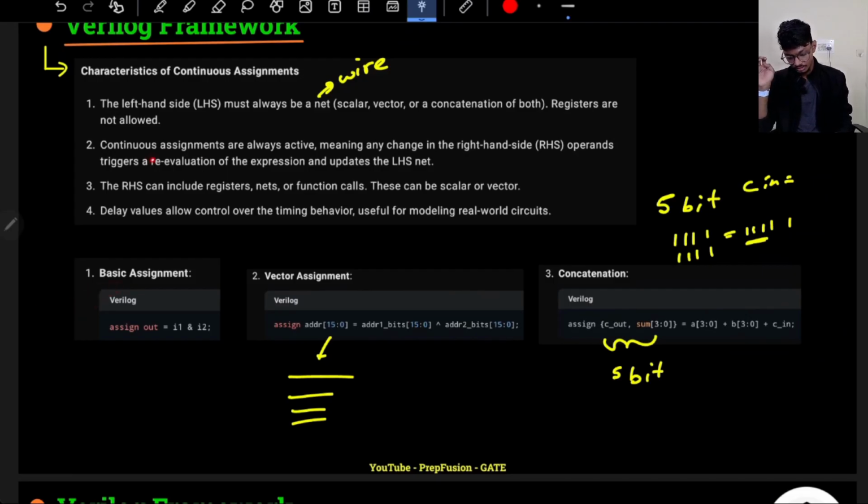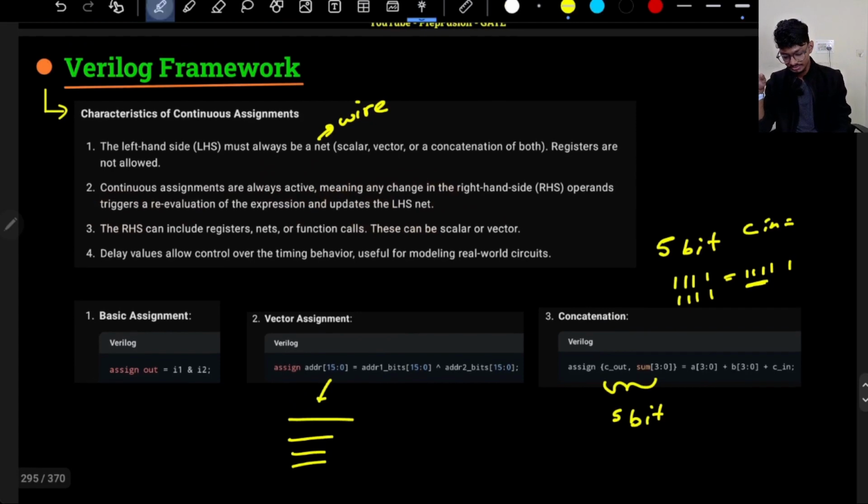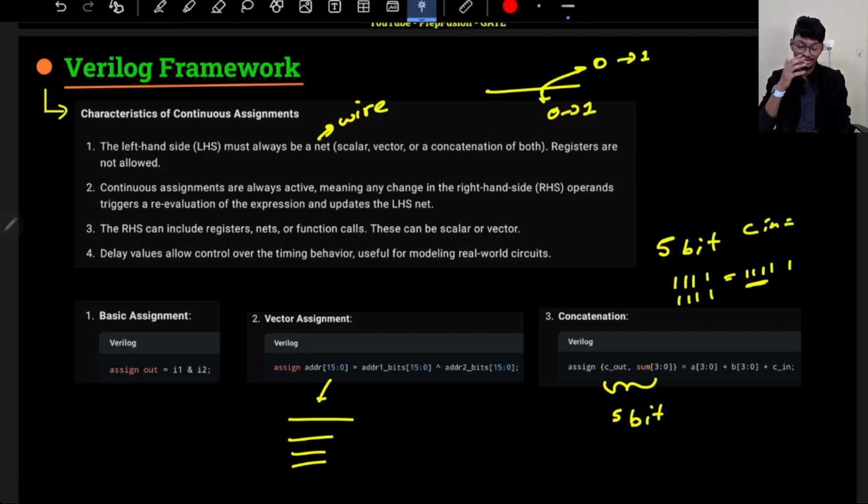The continuous assignments are always active, meaning any change in the right hand side operands triggers a re-evaluation of the expression and updates the LHS, right? So basically it is a wire, right? And if this wire is connected to any other wire, so if there is some change in this wire, if it goes from 0 to 1, the same will be reflected in the second wire as well, right? It will go from 0 to 1. So that is the definition of continuous assignment. It should update continuously. It is a continuous signal.